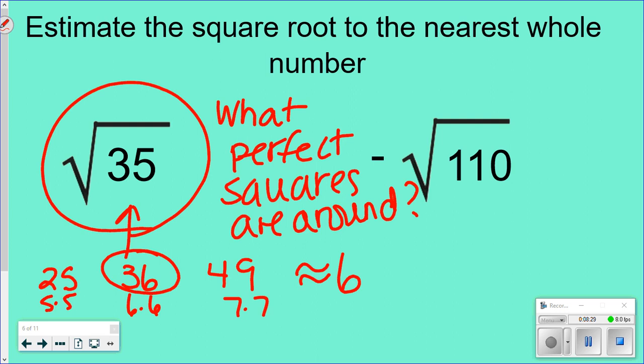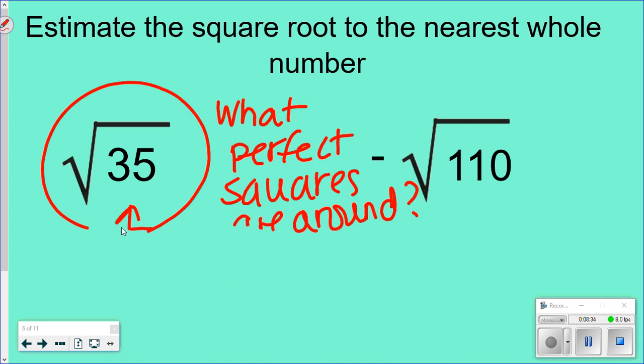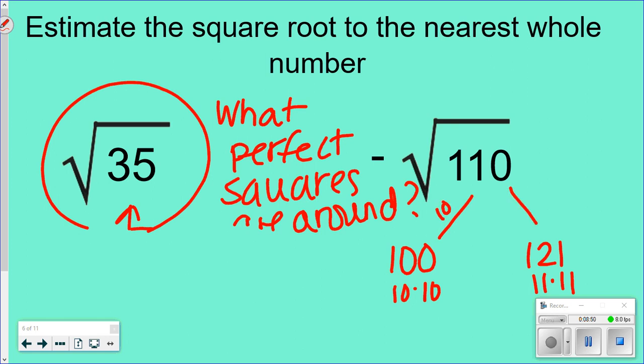So now if I look at 110, what are my perfect squares around 110? Well, I know 100 is around 110, and that's 10 times 10. And 121 would be 11 times 11. This is 10 away. This is 11 away. So it's actually closest to this. So the square root of 110 is approximately, and I have a negative in front of that, negative 10. So you have to think what it's closest to.